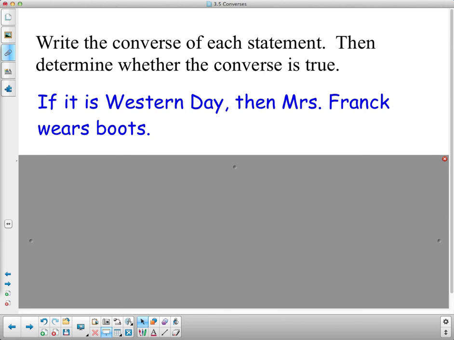Okay, so if it's Western Day, then Mrs. Frank wears boots. What I want you to do is write the converse, or tell me what the converse is. Don't shout it out, let everybody think. What would be the converse, and then we're gonna decide whether they're true or false. So first, what would the converse be? Switch the hypothesis and conclusion of this statement. Dustin, what would that sound like?